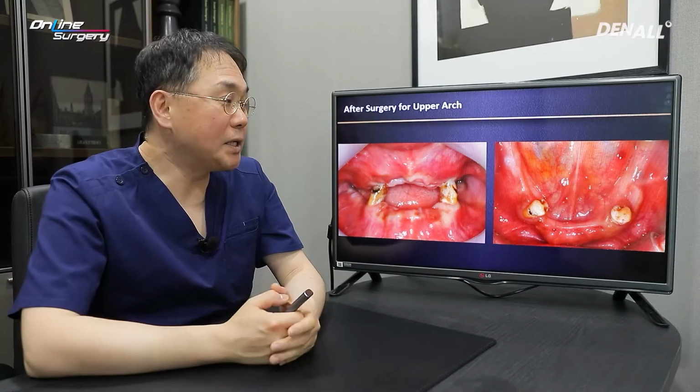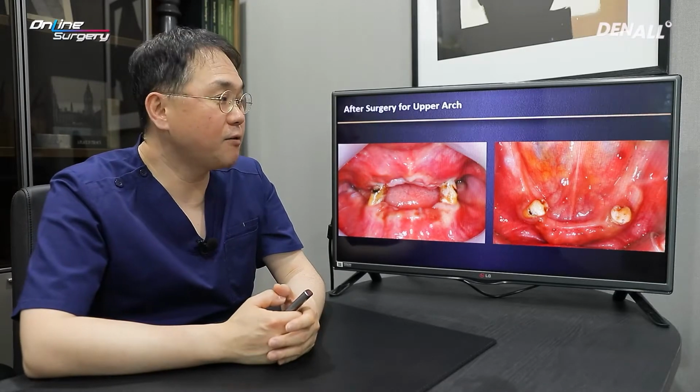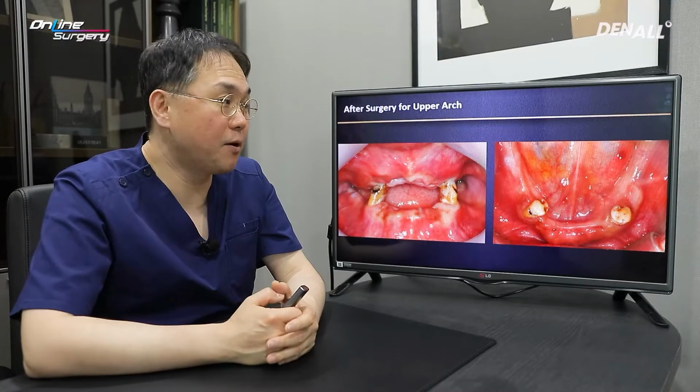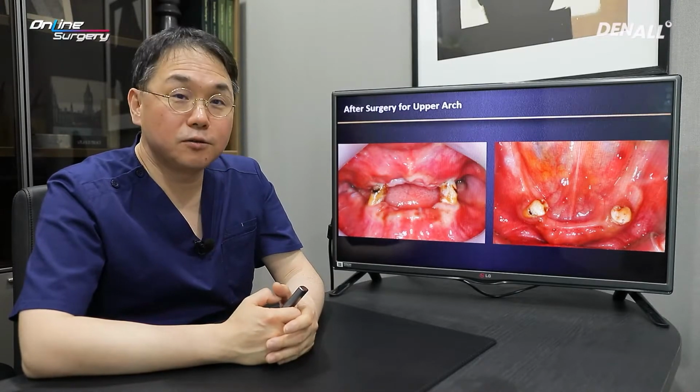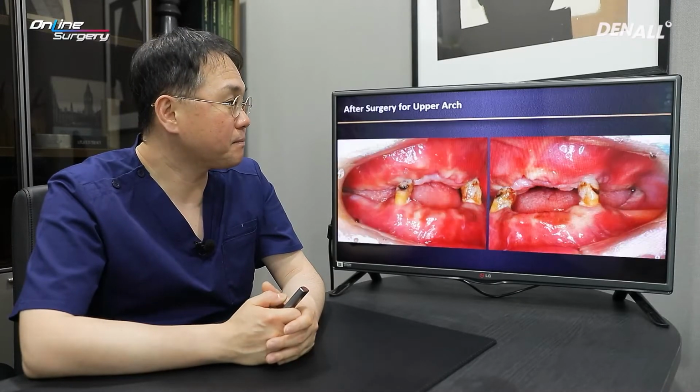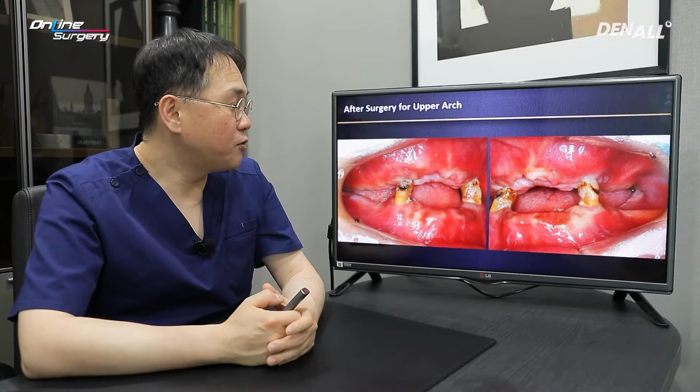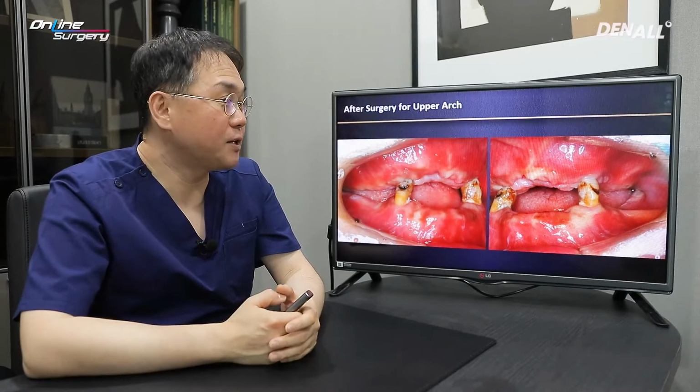Teeth with high mobility in the lower were extracted. Number 4 on both sides were left alone and the surgical plan was made after surgery on the maxilla after 1 month. This is the image.